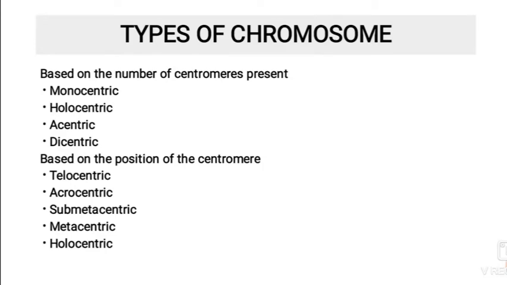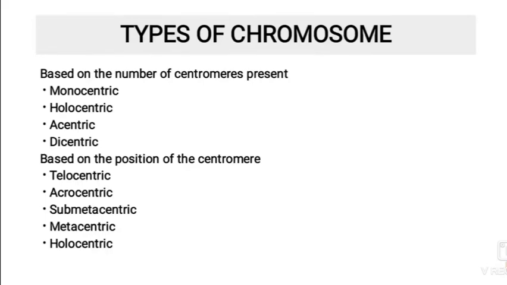The next one is acentric. The chromosomes may break and fuse together to form a chromosome without a centromere, so it cannot attach to the mitotic spindle. The next one is dicentric. In this chromosome aberration, chromosomes break and fuse together with two centromeres. They are also unstable as the two centromeres tend to migrate to opposite poles, resulting in fragmentation.